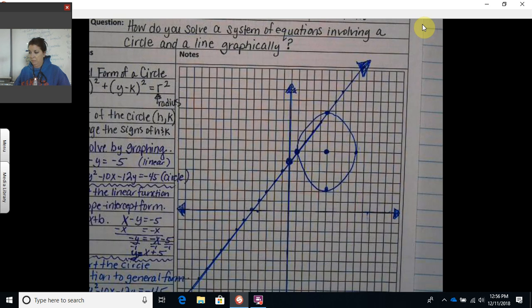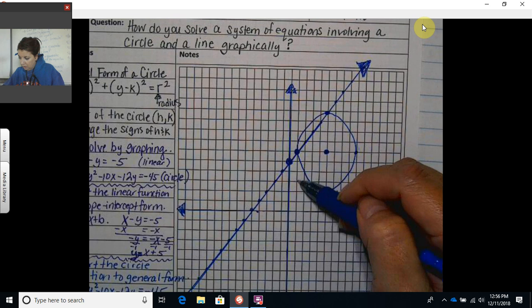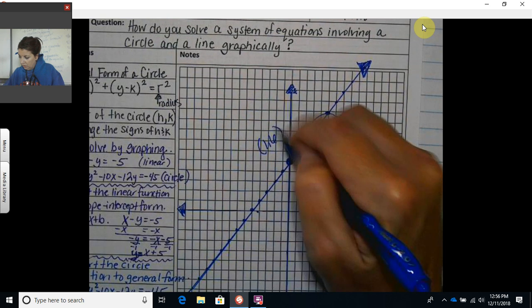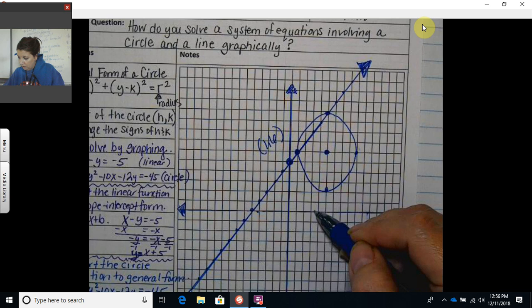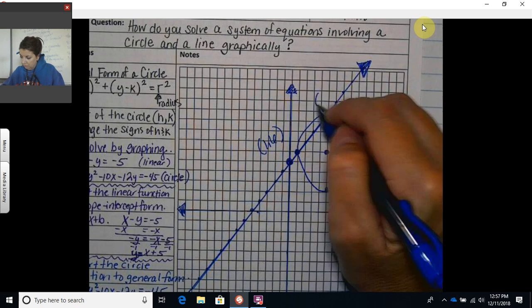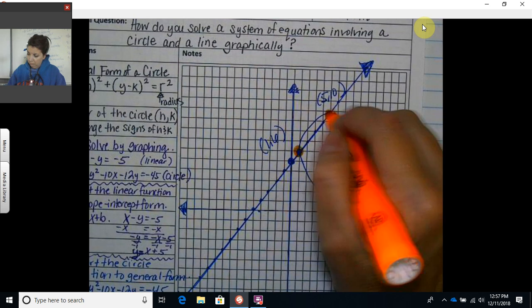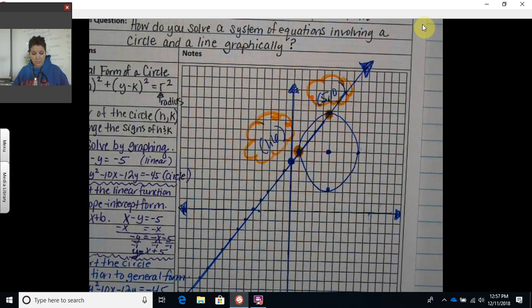If I would have solved this algebraically, I would have found the same thing, okay? We can't just show the graph. We have to say what the solutions are. So this one is (1, 6). And this one is (5, 10). Those are my solutions.